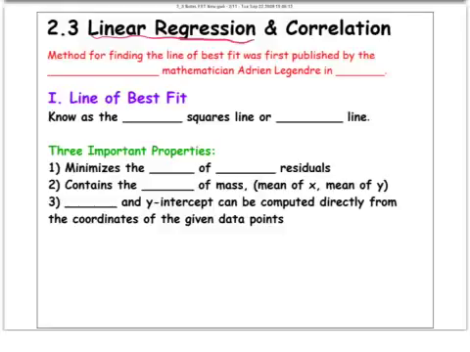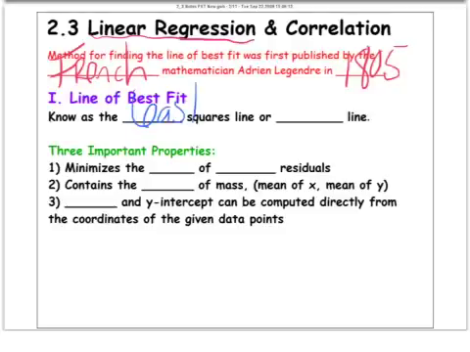So it's the method for finding the line of best fit, and it was first published by the French mathematician, I believe it's Adrien Legendre, back in 1805. I thought this was interesting because it shows you this mathematical method has been around for hundreds of years. All right, the line of best fit is known as the least squares regression, or the regression line. So the least squares line or the regression line. And again, we use our calculator to do it.